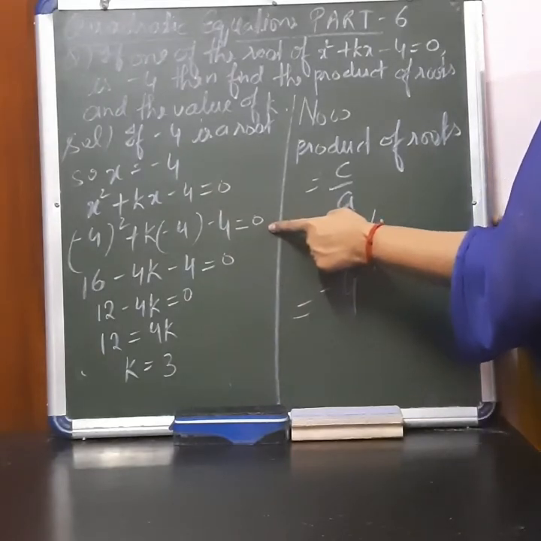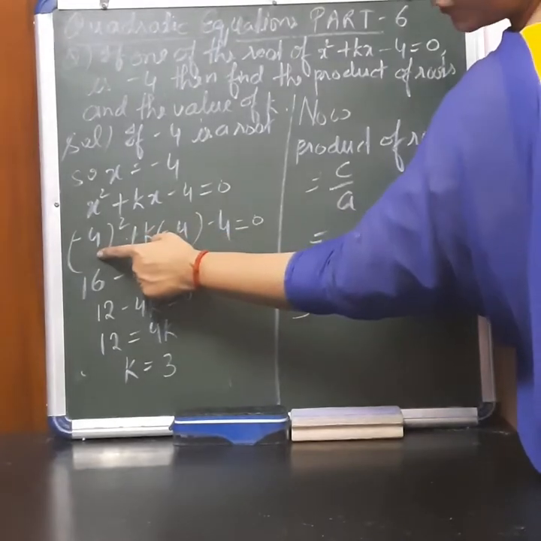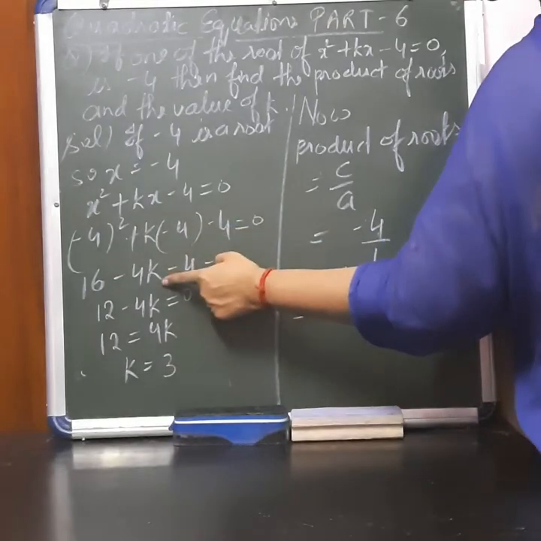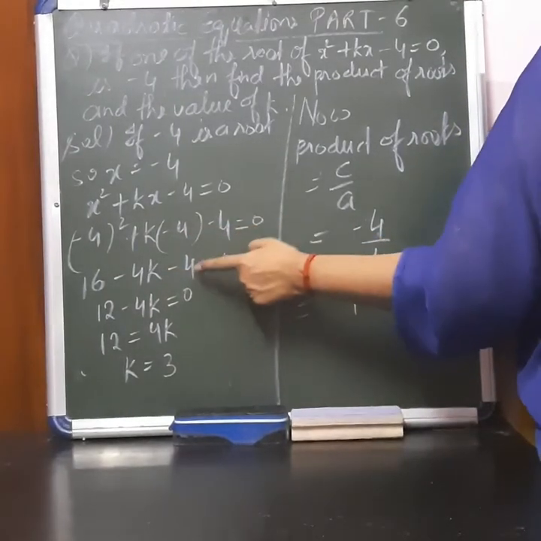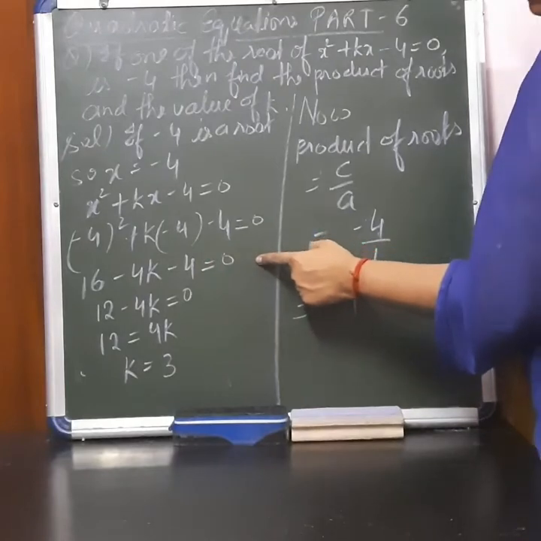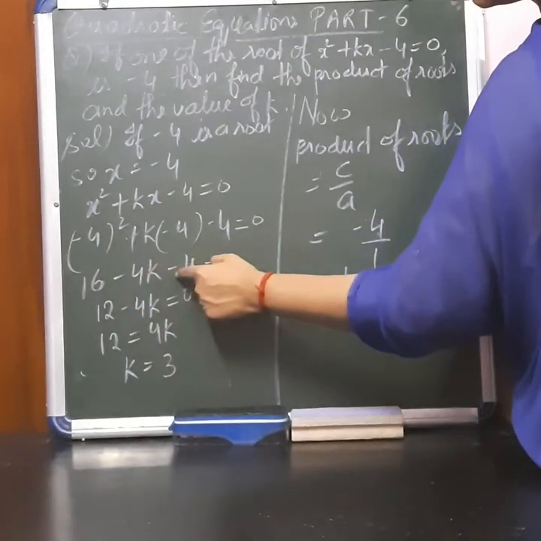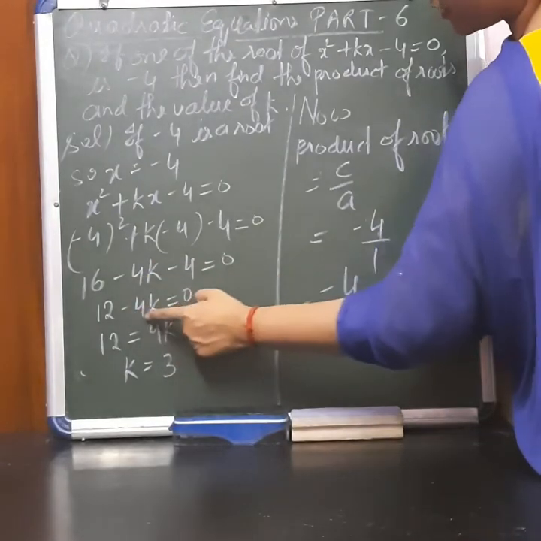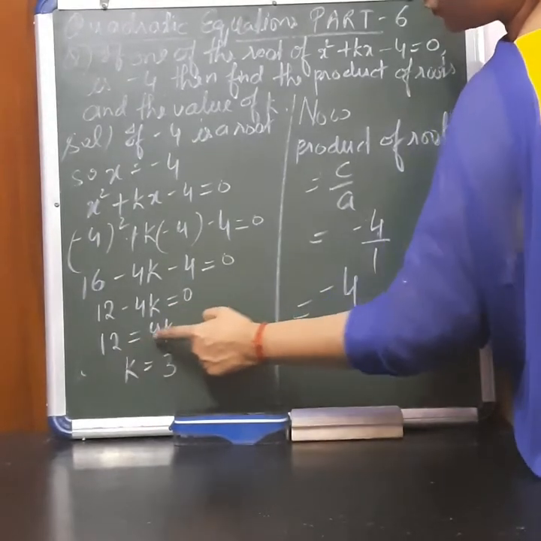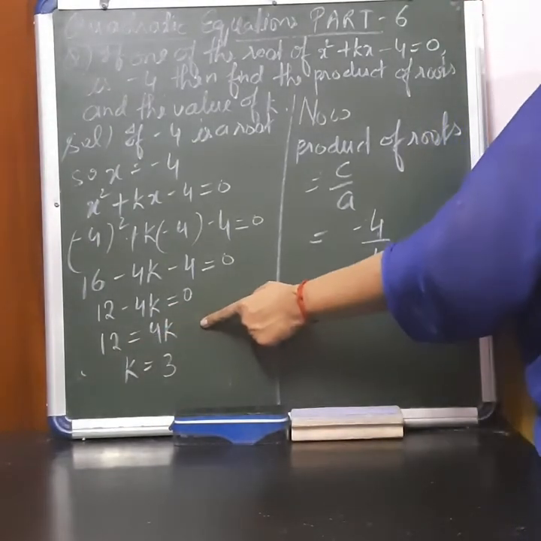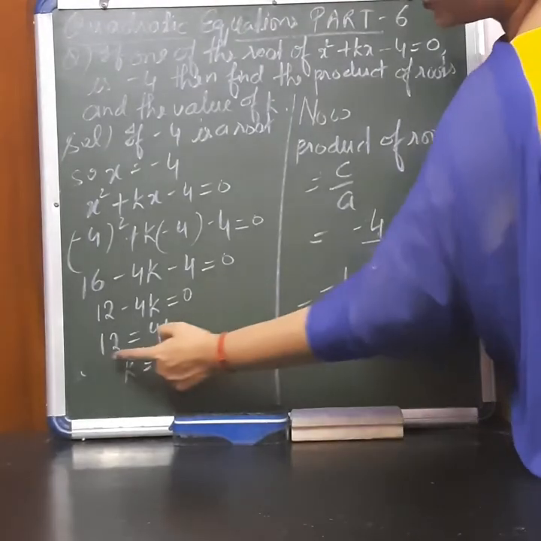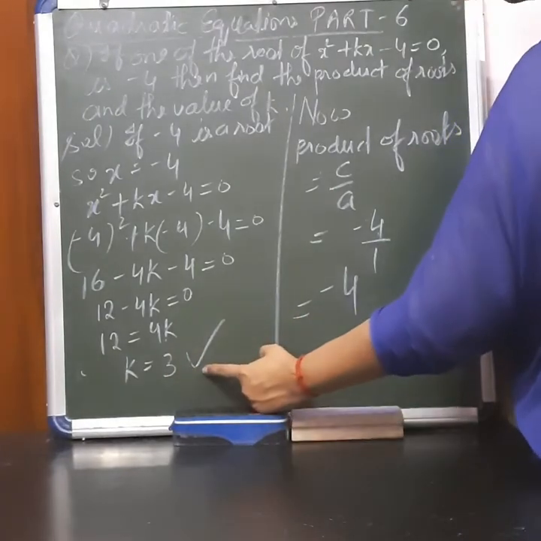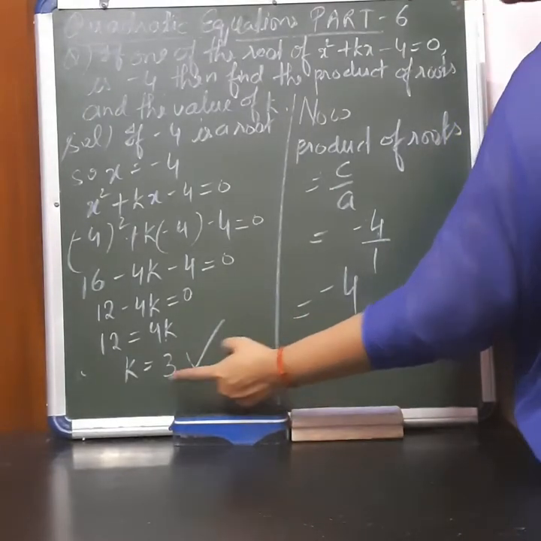Now you will simplify this. Minus 4 whole square, so minus 4 multiplied by minus 4 is 16. K multiplied by minus 4 is minus 4k. Here minus 4, is equal to 0. Now you will solve it. 16 minus 4 is 12, minus 4k is equal to 0. So 12 is equal to 4k, and you have to find the value of k. So k is equal to 12 divided by 4, which is 3. So the value of k is 3.